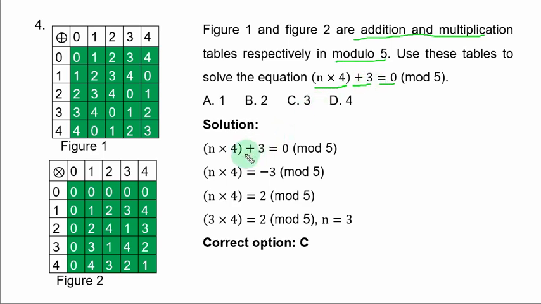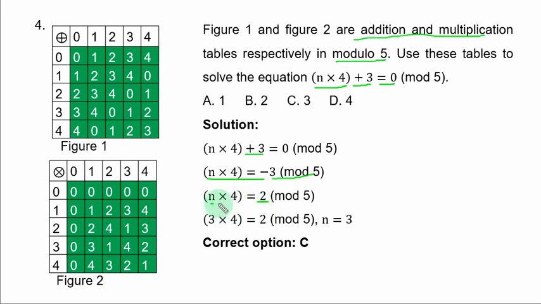So let's transfer plus 3 to the right hand side. You have n times 4 equal to minus 3 modulo 5. And modulo 5 has 5 elements, 0 to 4. There is no minus. So I have to convert this to positive by simply adding 5 to minus 3, and that gives 2. In other words, in modulo 5, minus 3 is equivalent to 2.